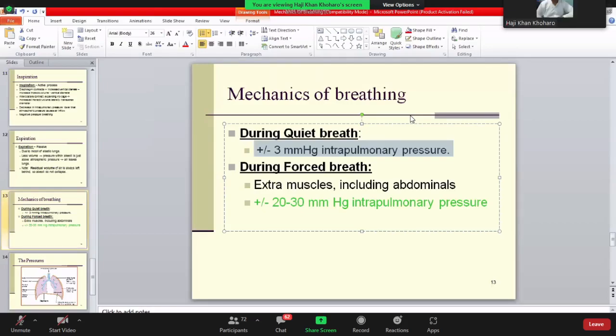Atmospheric pressure normally is at an equilibrium position of 760 millimeter mercury. We are changing the pressure of the lungs, making it lower than atmospheric pressure or higher than atmospheric pressure. So we are all the time changing the lung pressure to inhale or exhale. We cannot change the atmospheric pressure.